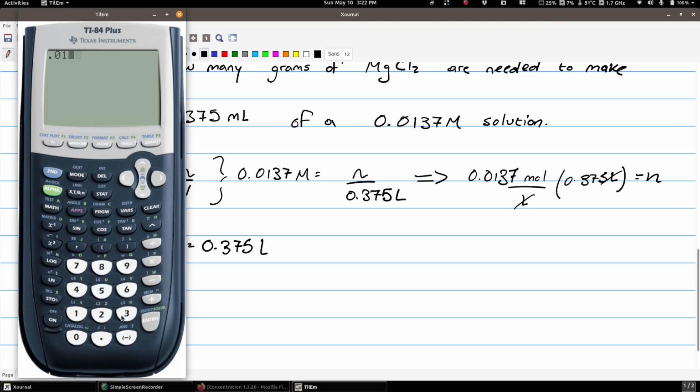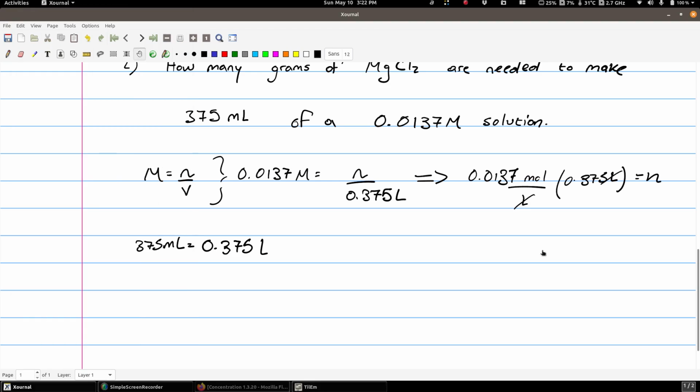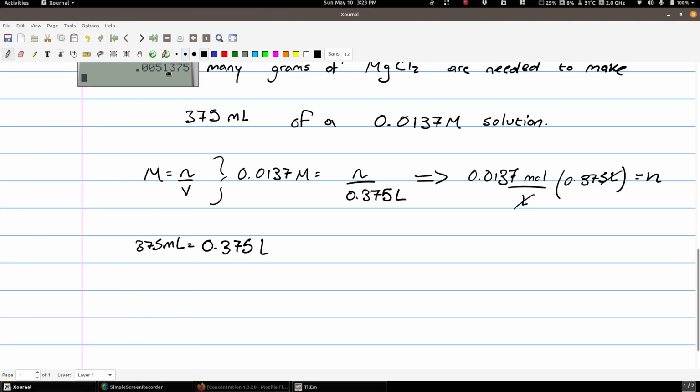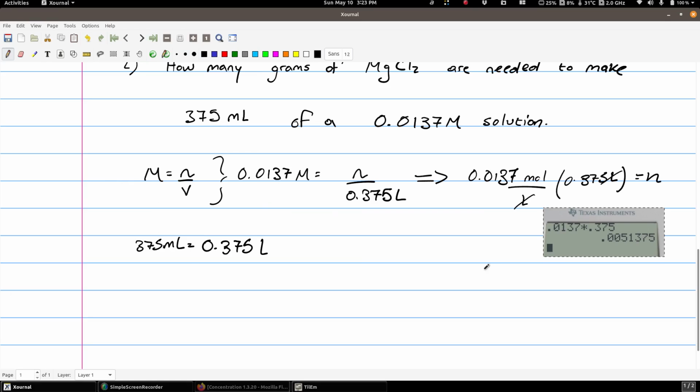So 0.0137 times 0.375. So our moles is 0.00. I'm going to just copy this, because otherwise I'm going to forget. So let's paste that in there. So our answer would be 0.0051375 moles. You can round that if you want, it doesn't matter. I'm just writing it because that's what it is.